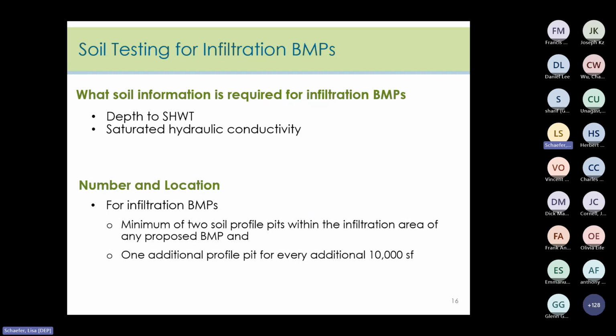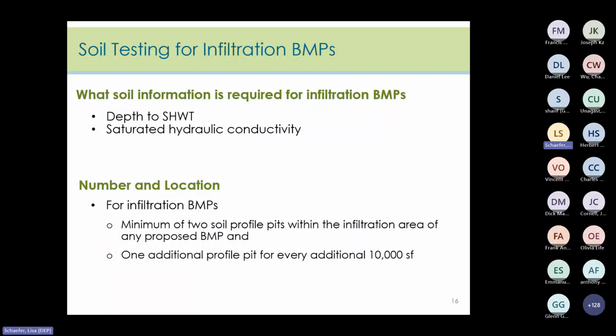So let's first look at the number of soil profile pits and soil boring requirements for any infiltration BMP. Okay, so we need to know where the seasonal high water table is located. So a minimum of 2 soil profile pits must be excavated within the infiltration area of any proposed infiltration BMP to determine the elevation of the seasonal high water table and to test the hydraulic conductivity of the most restrictive horizon between the basin bottom and the seasonal high water table.